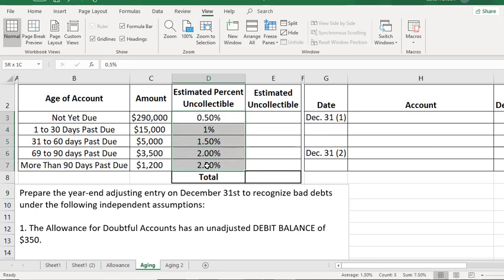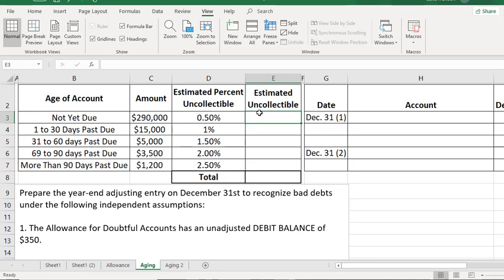Now, these percentages are not set in stone. They would change based on each company. So the company is usually going to estimate these based on their past records. So this company is saying that, okay, of all the accounts that are usually not due yet, usually about 0.5% of those are not going to be collected. So we're going to apply that to our amount right now.